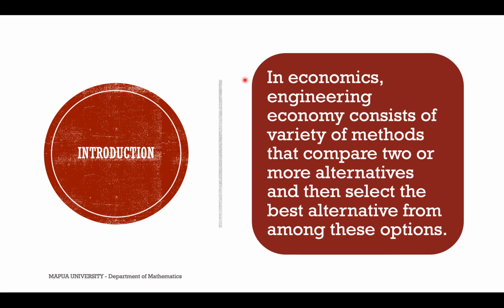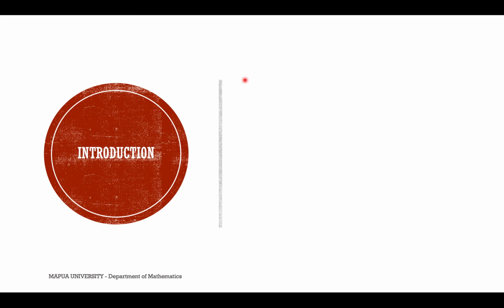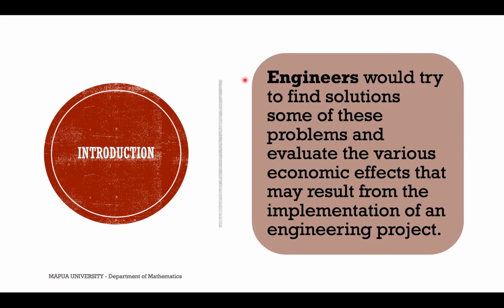In engineering economics, economy consists of a variety of methods that compare two or more alternatives and then select the best alternative from among these options. Engineers would try to find solutions to some of these problems and evaluate the various economic effects that may result from the implementation of an engineering project.